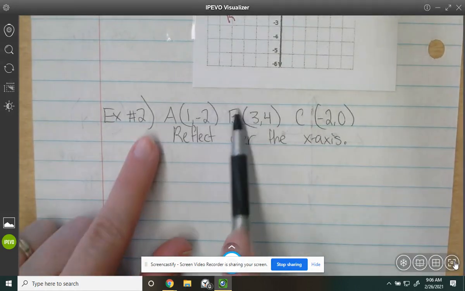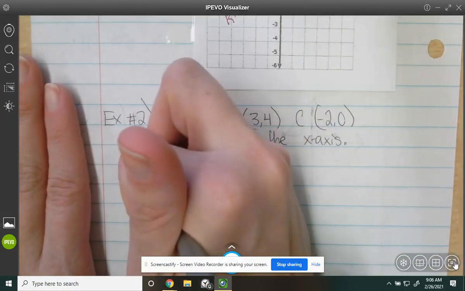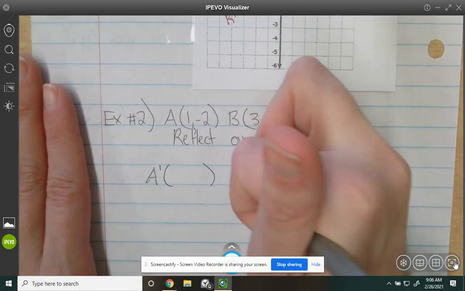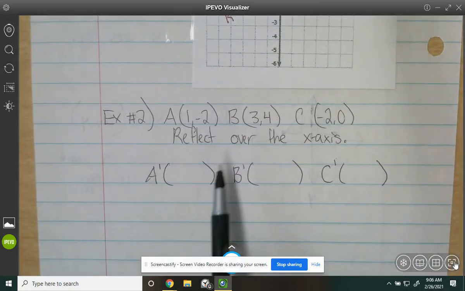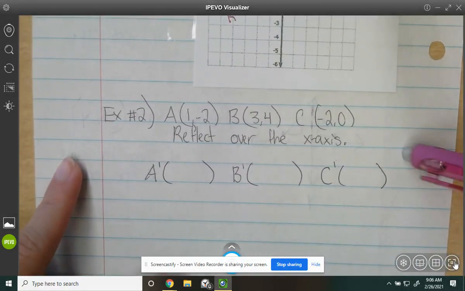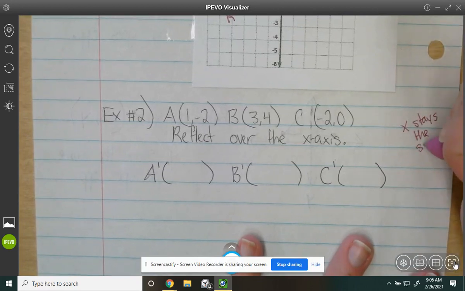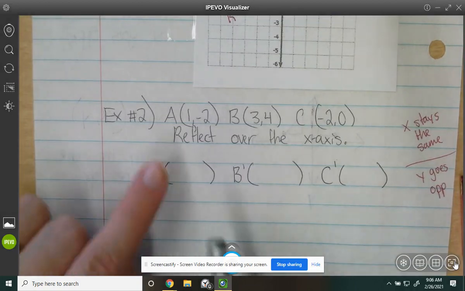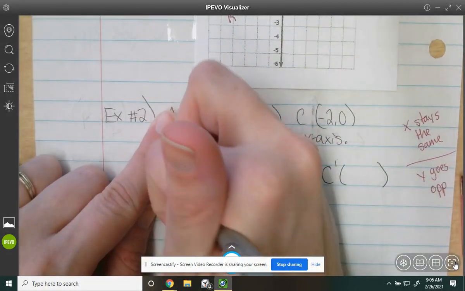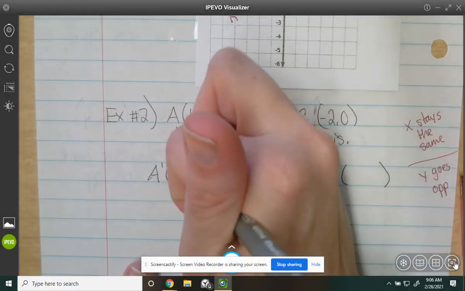This one we don't have a graph. So we're just going to do it using our rules. So I'm going to go ahead and write these out. So if I'm reflecting over the x-axis, my rule is x stays the same. Y goes opposite. So I'm going to do the first one. I'm going to see if you can do the next two. So x stays the same. So that means my 1 stays the same. My negative 2 goes opposite. So instead of negative 2, it's going to become a positive 2.